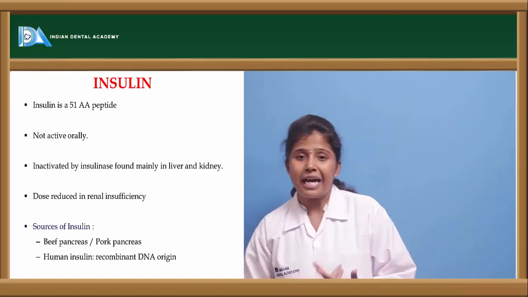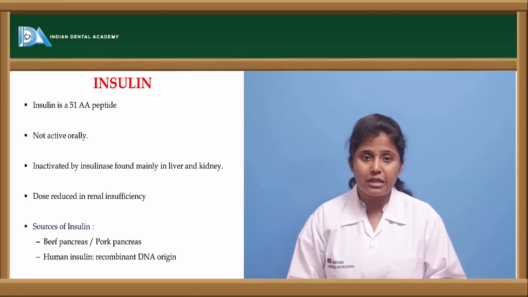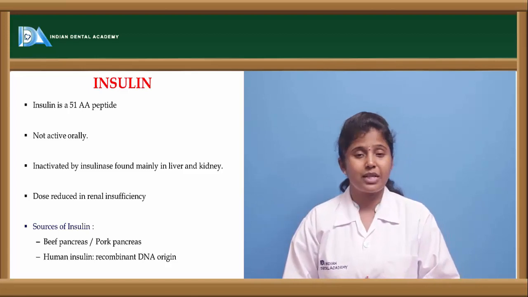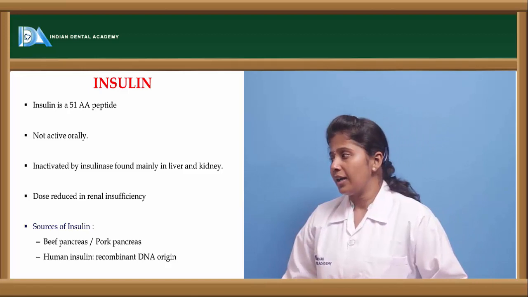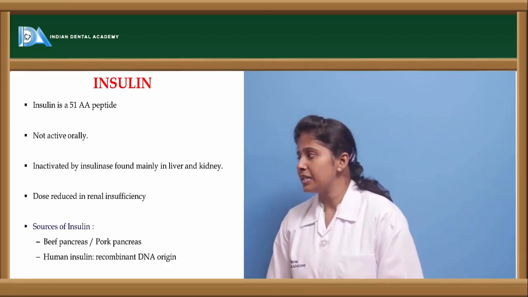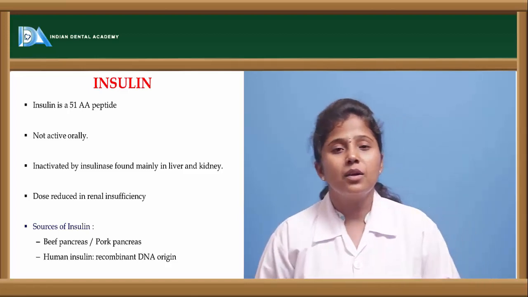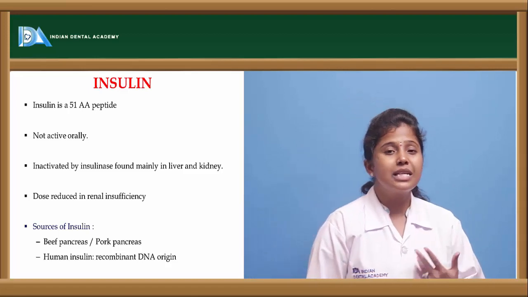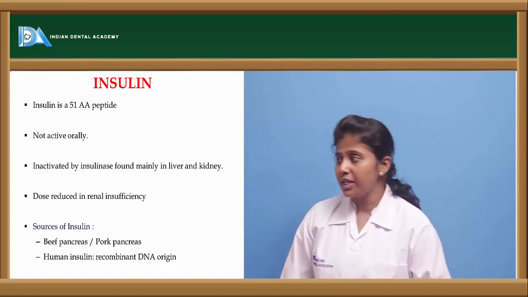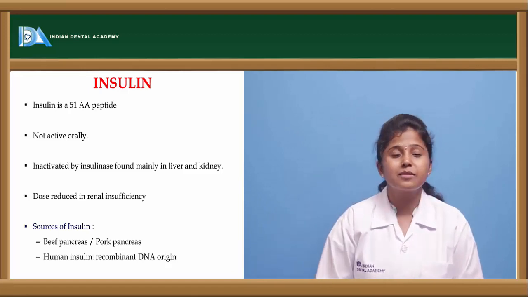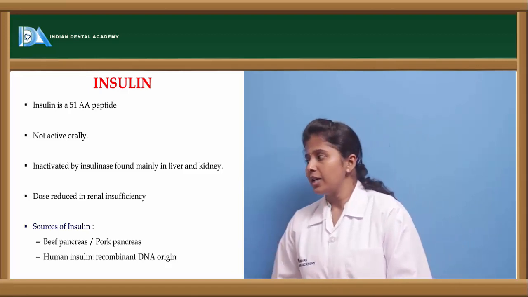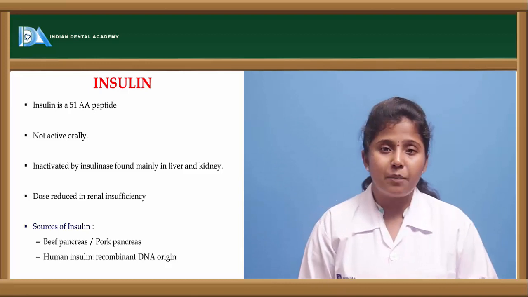Insulin is not active orally. If we give insulin through the oral route, it is not active, so it is preferably given through the IM route or IV route. Insulin is inactivated by an enzyme called insulinase, which is mainly found in the liver and kidney, and this is dose dependent.